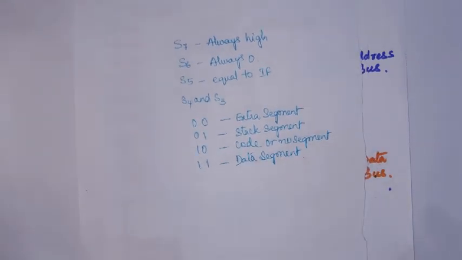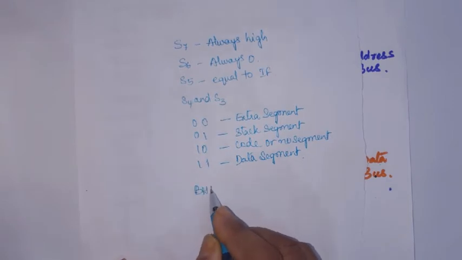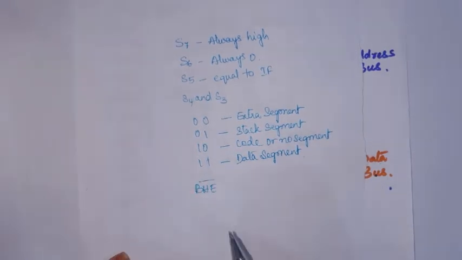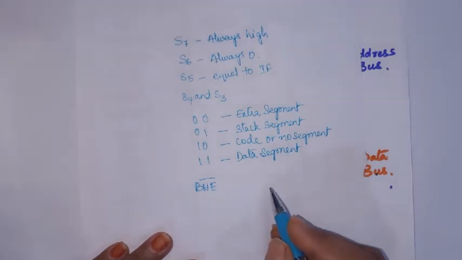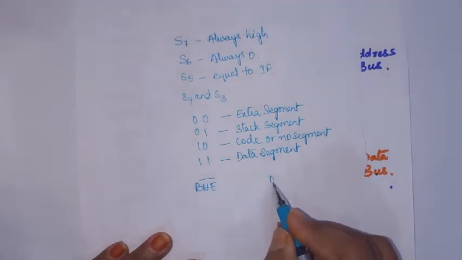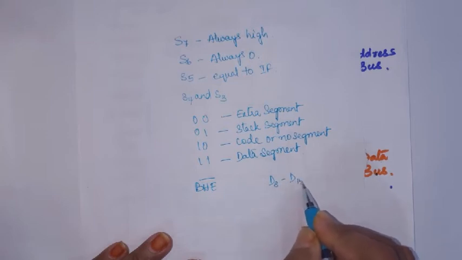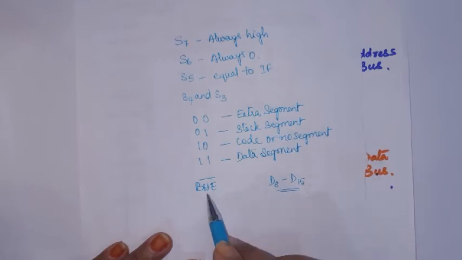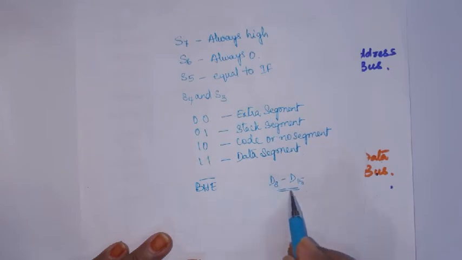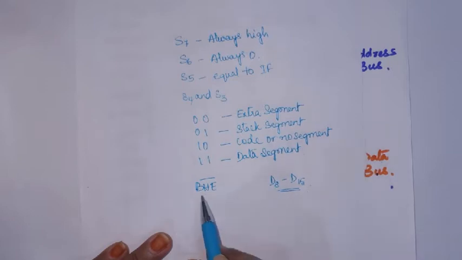Then one more signal is there, bus high enable bar, BHE bar. This pin will be low when the high order data bus, that is D8 to D15, is used. This pin is used to enable the high order data bus. If there is data present on these lines D8 to D15, then this is enabled, that is, it is made low.